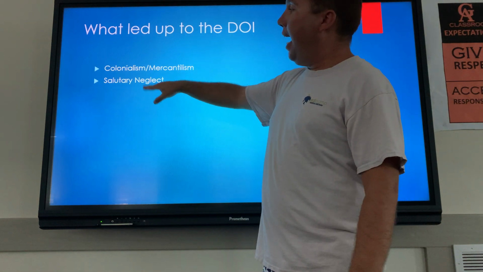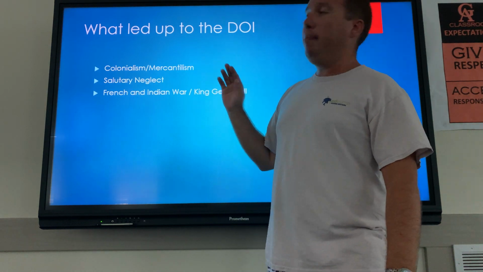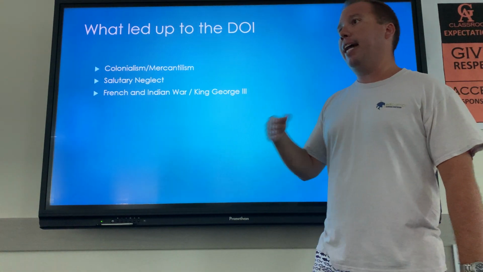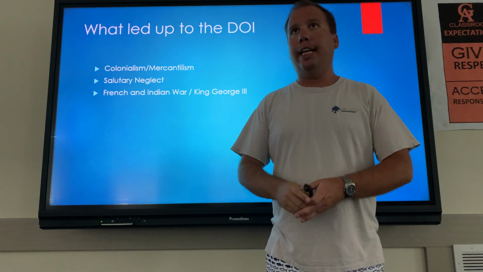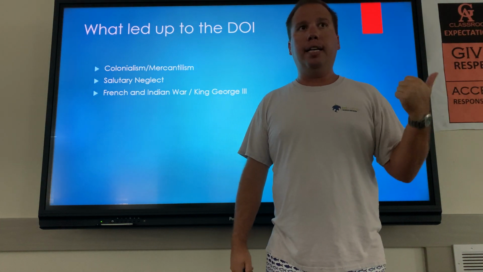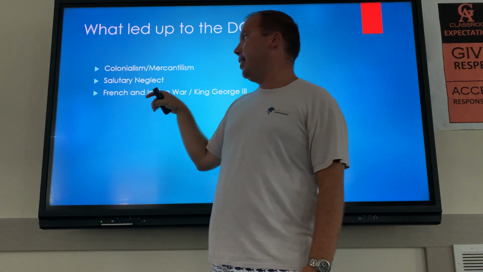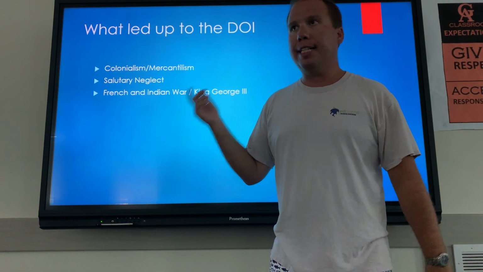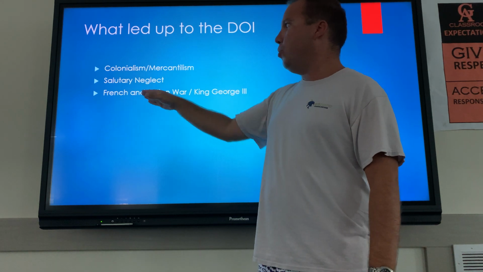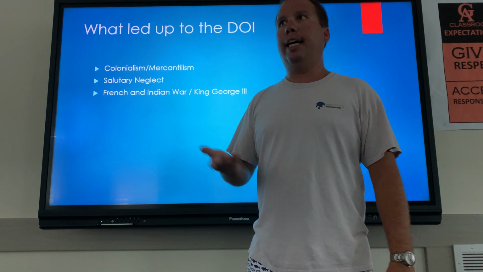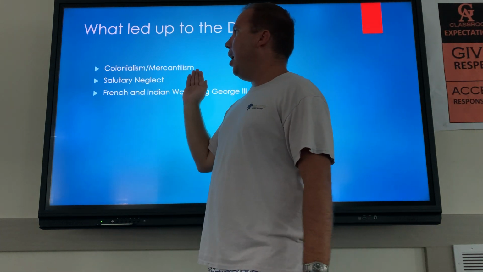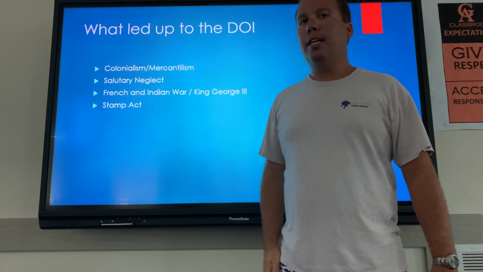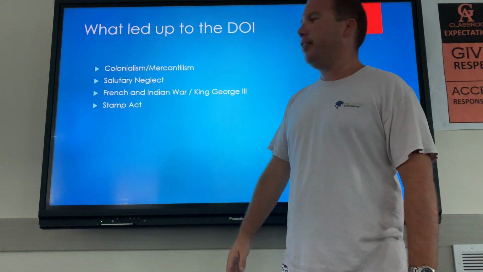This ends after the French and Indian War, and when King George III ascends to the throne. King George III had a little bit different idea about how to deal with the colonies, especially in the Americas. The French and Indian War racked up a big war debt. That was the Seven Years' War, if you're taking a European history class. And King George really wanted to start raising taxes and different things on the American colonists. They started doing things like the Stamp Act. You've probably heard about that, taxing paper products and different things.